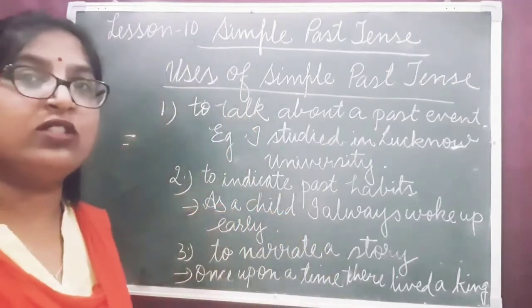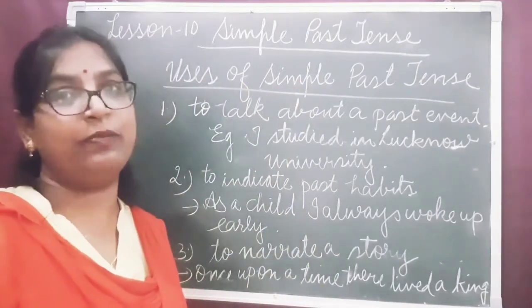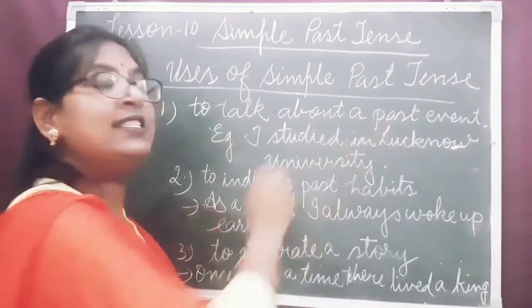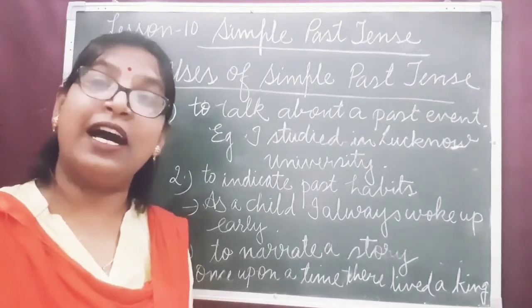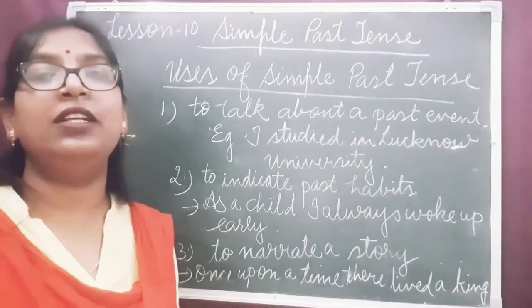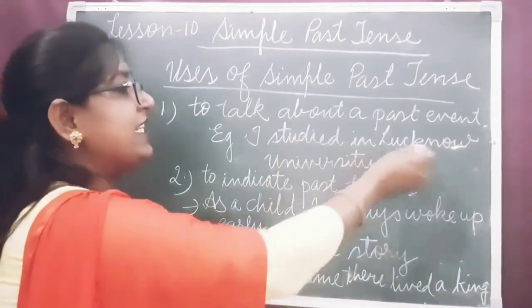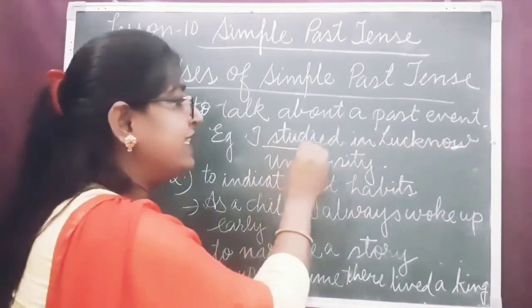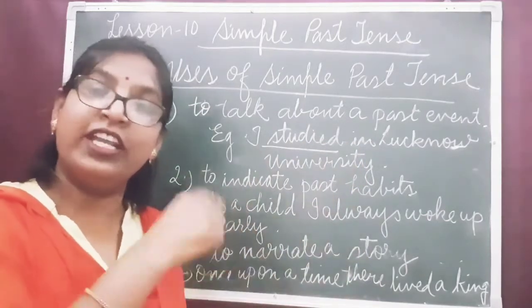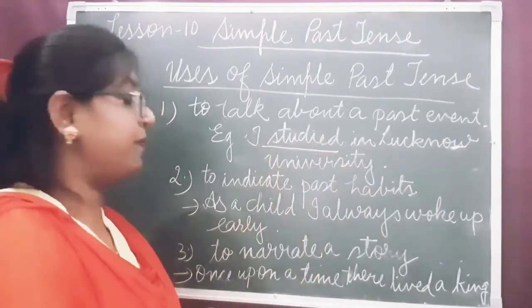Now we are going to study different uses of simple past tense. When do we use simple past tense? Number one, to talk about a past event. When we are talking about any past event which already happened, we use simple past tense. Let us see the example. I studied in Lucknow University. The verb studied indicates the past action. The action already took place in the past.